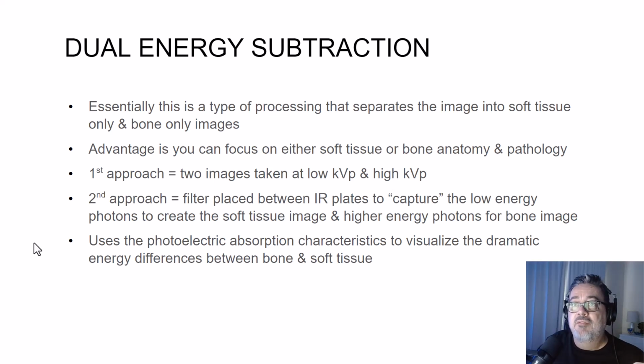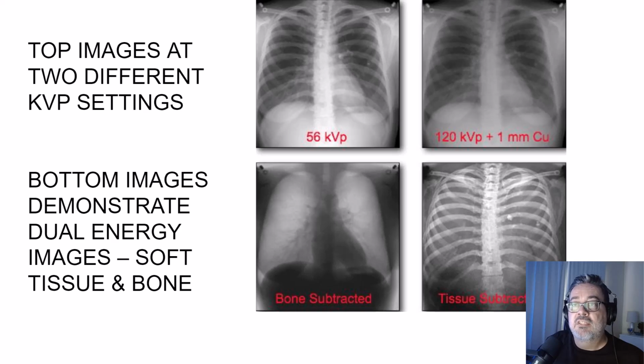Here's a good example of the first scenario using two exposures at different kV settings. The top left image is the low, set at 56 kVp for that exposure, and the top right image is using 120 kVp with 1 millimeter of copper filtration. Remember, filtration is going to remove low energy X-rays that don't really contribute to the image quality, but get absorbed in the tissue. The bottom, after processing, shows the difference using dual energy subtraction techniques.